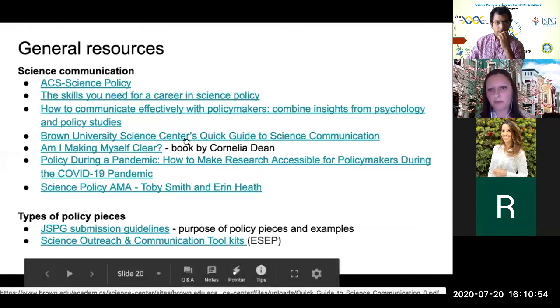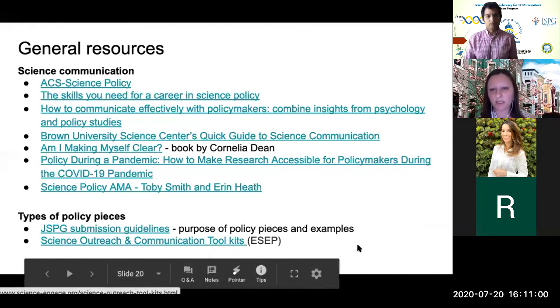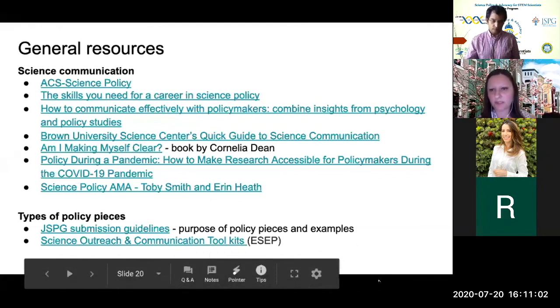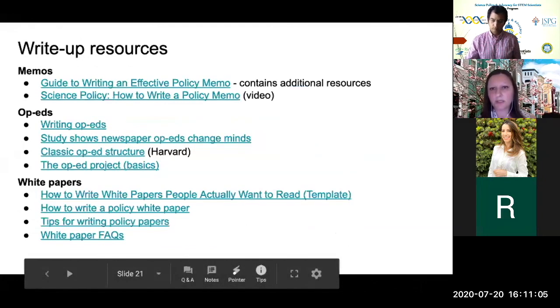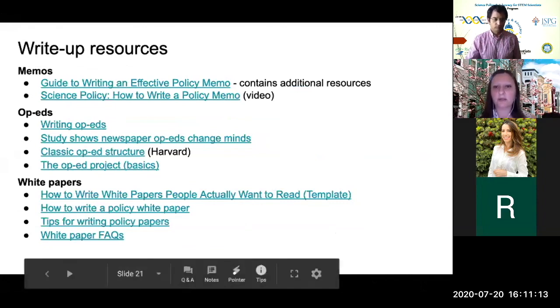The Brown guide is really good. And as I said, you can read the JSPG submission guidelines. ESAP also has toolkits for science communication, and this is for each of the write-ups. Again, there are a lot of resources for each of these things. These are just a couple that I would recommend reading.